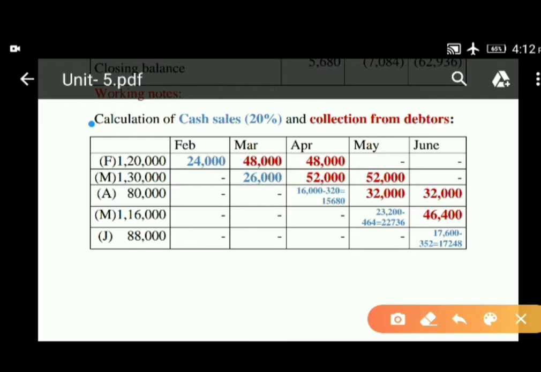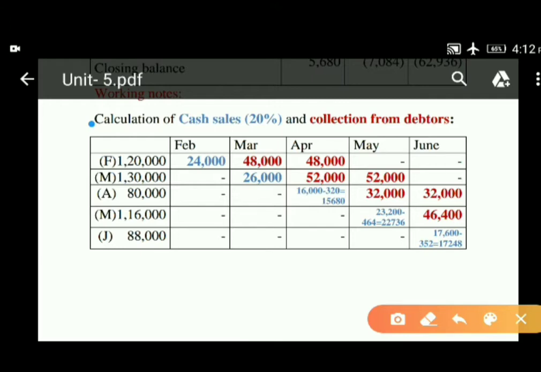So in the given problem, the cash sales are 20% and the remaining sales are credit sales, and on cash sales we are giving 2% discount. See here, look at the working notes properly and listen carefully. It is very easy to understand, but most of the students get a lot of confusion. This confusion will arise because of improper attention.